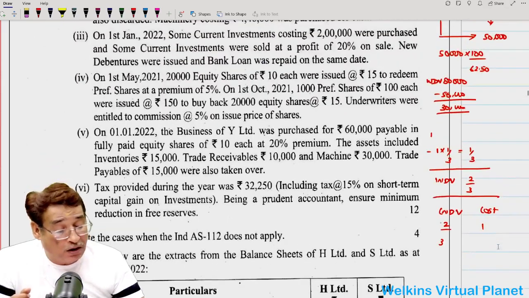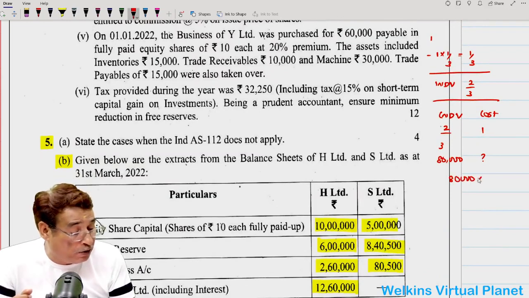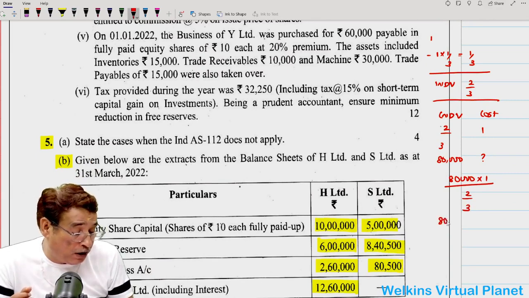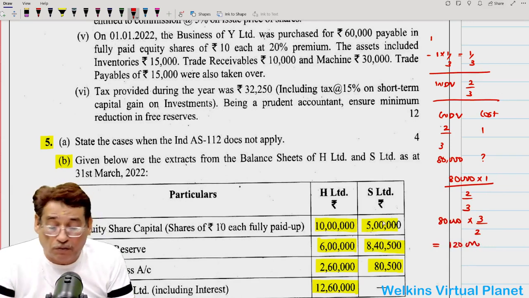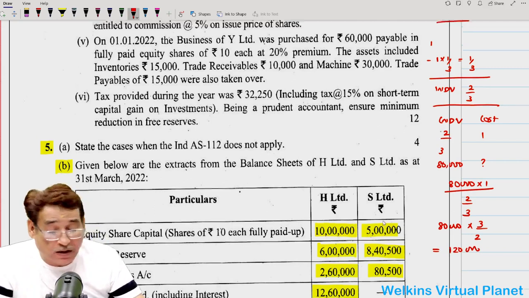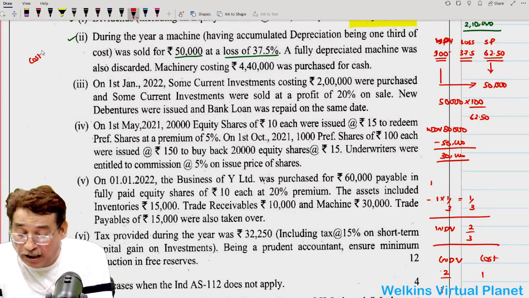And I have got the written down value now 80,000. Written down value is 80,000. So now you can find out the cost, that is 80,000 into 1 divided by 2 by 3, or 80,000 into 3 by 2, that is equal to how much? That is equal to 1,20,000. So now we have been able to find out the missing threads, that this machinery which we sold, it was having a cost of 1,20,000.